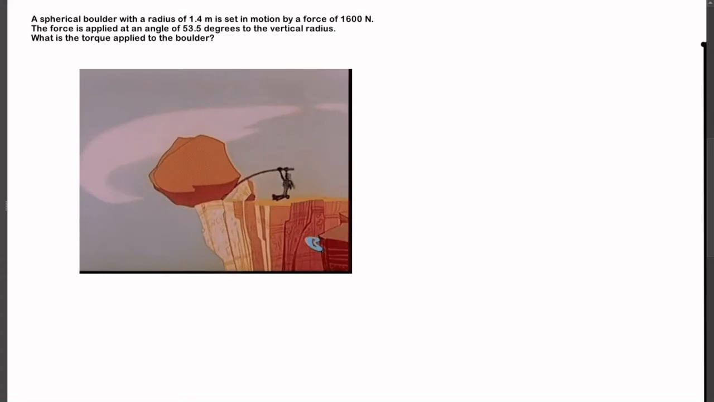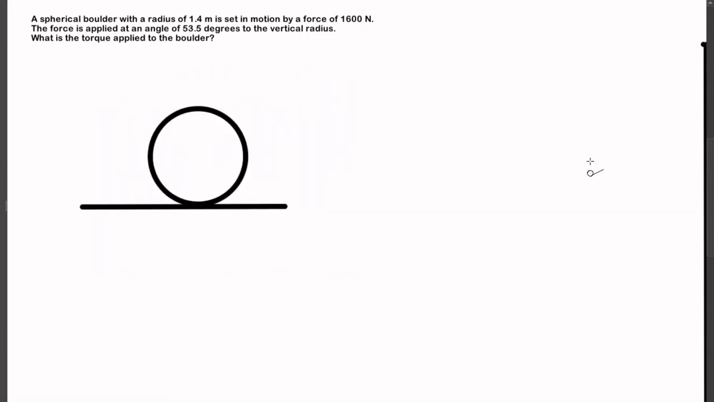I don't know who's doing that. You guys shouldn't be going to World's End and rolling boulders down the hill anyway. So let's just treat this one like the physics problem it is.